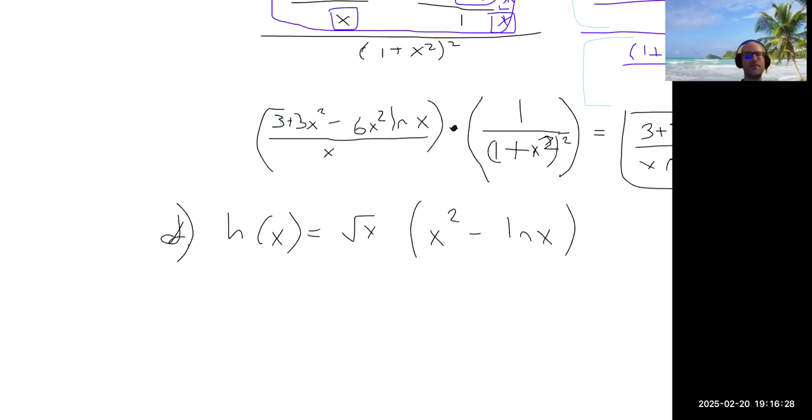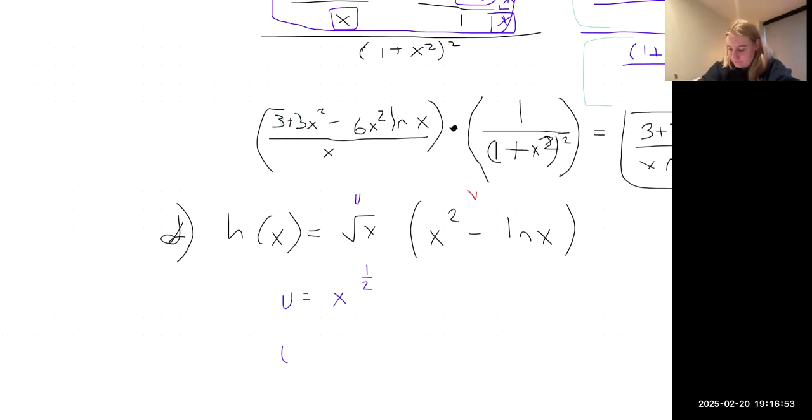All right, so this is going to be my u and v situation again, times x squared minus ln x. And I'm going to write the u not as the square root of x, but as x to the 1/2 power to make it easier to find the u prime. u equals x to the 1/2.